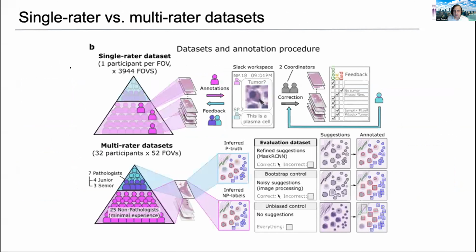So we have two types of data sets. One is a single rater data set. This is where we take a bunch of ROIs and we assign them out to different annotators. The purpose of this is to generate breadth, so we have the scale of data that we need.